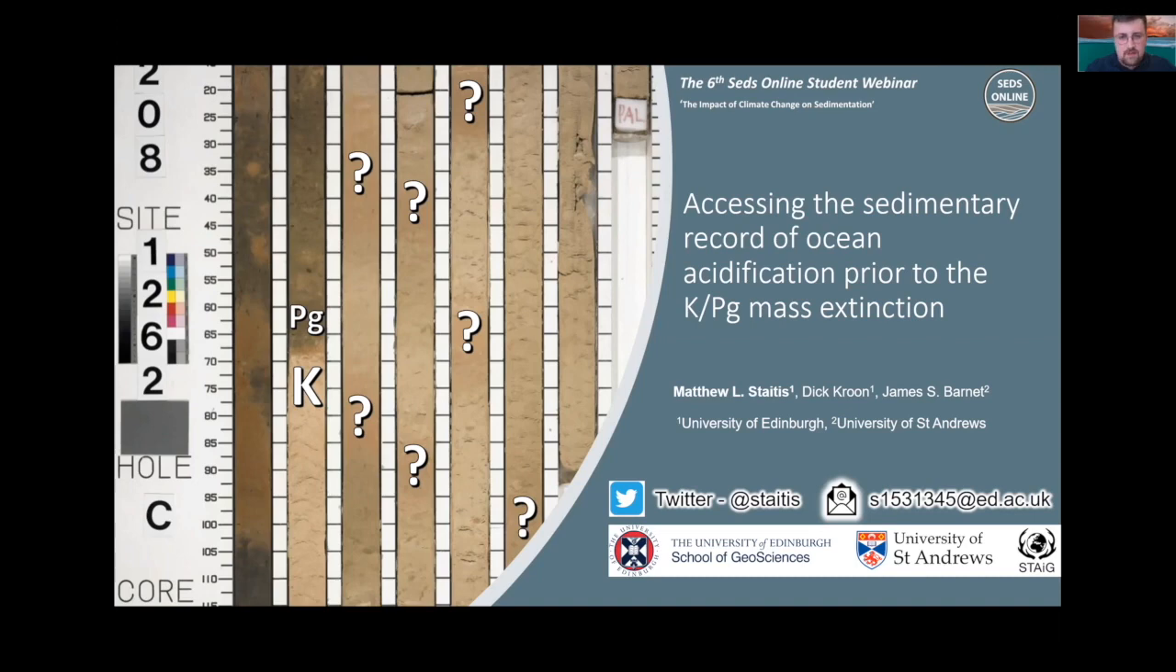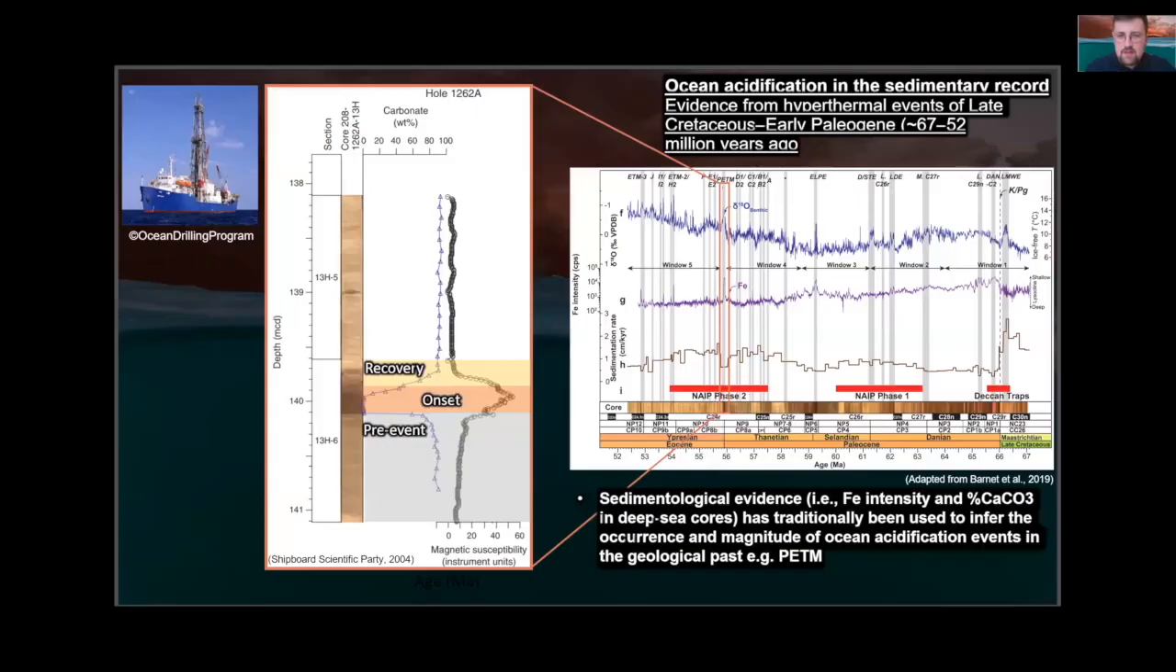Okay, so move on. So ocean acidification in the sedimentary record. We're going to step back even further than our previous speakers, all the way back to the earliest Cenozoic, the latest Cretaceous and the earliest Cenozoic. This is 67 to 40 odd million years ago. And what we can see in our diagram is a compilation of different data sets.